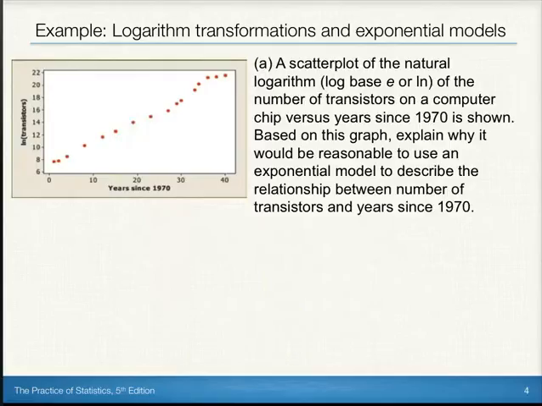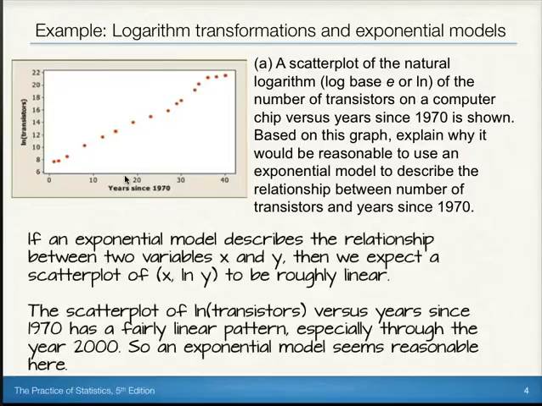Now, the scatter plot here shows the natural logarithm, which is the log base e, or natural log, of the number of transistors on a computer chip versus the number of years since 1970. Based on this graph, we need to explain why it would be reasonable to use an exponential model to describe the relationship between the number of transistors and years since 1970.